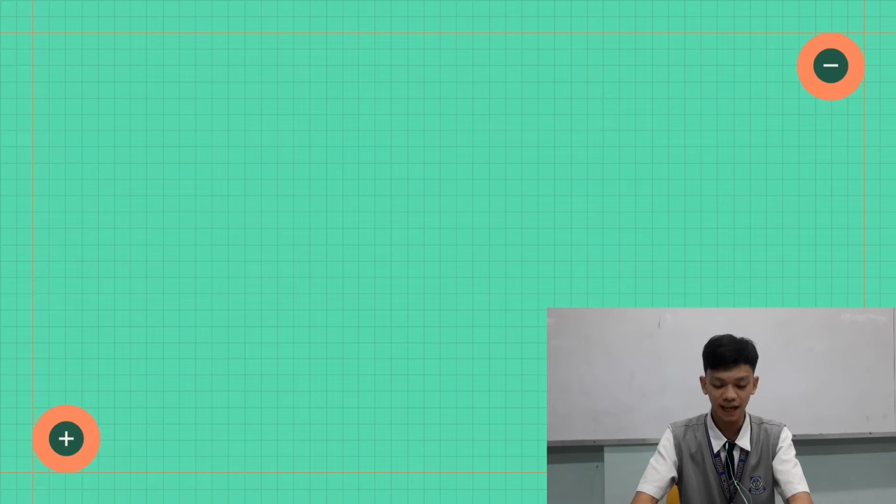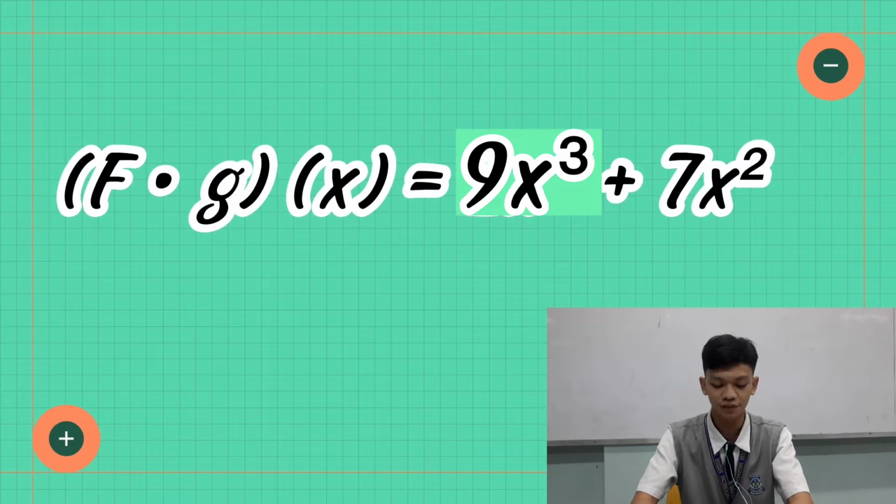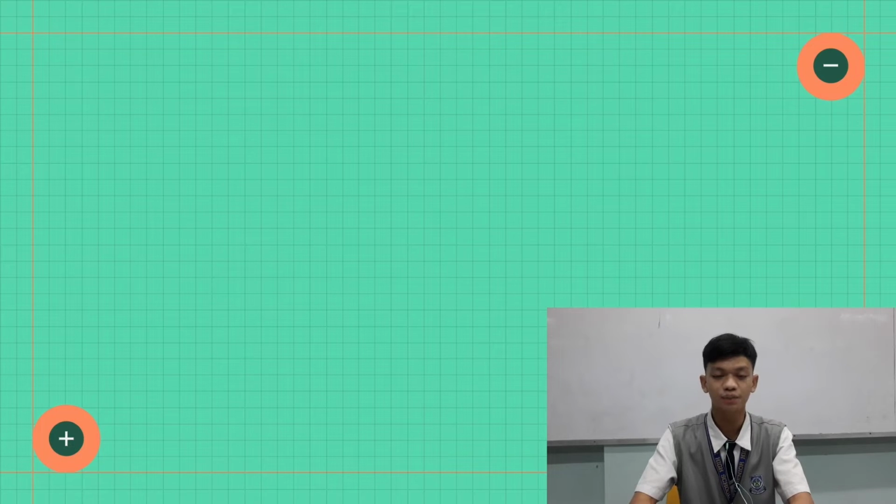As simple as that, we have our final answer, which is (f times g)(x) equals 9x cubed plus 7x squared. And that's all about multiplying functions. Now, let's proceed on to the next slide.